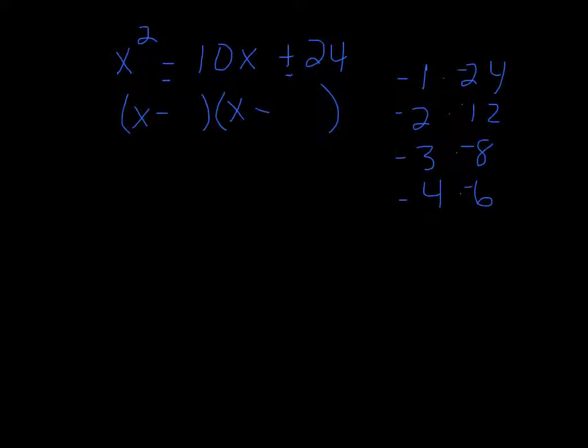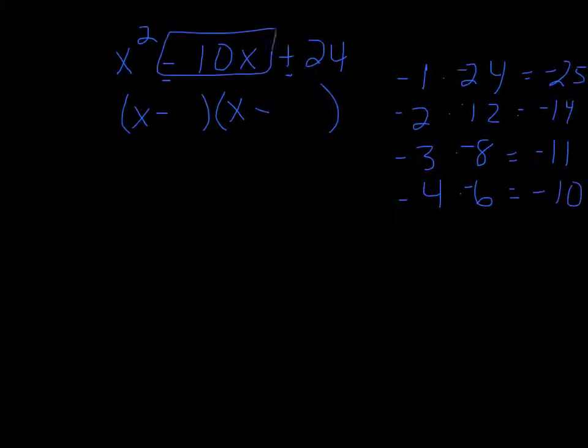Okay, and so over here we have negative 25, here we have negative 14, negative 11, and negative 10. Well, we're looking for negative 10 there, so we're going to use the ones down here at the bottom. So we got x minus 4, x minus 6. Because negative 4 times negative 6 multiplies to be 24, and you add them together, it makes negative 10.